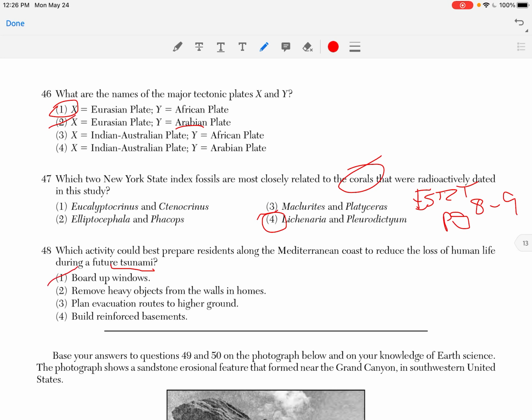You wouldn't want to board up your windows. That's not going to stop the water. Removing heavy objects from the walls in your home is not going to do anything. Okay, that would be good in an earthquake, but not for a tsunami. Plan evacuation routes to higher ground. That's the one that makes the most sense. You want to get away from the water. You want to get to higher ground as fast as possible, whether that's to the top of a building or to the top of a hill, preferably to the top of a hill. Building a reinforced basement is not going to do a thing, okay? You really want to think about getting to higher ground or planning an evacuation route to get to higher ground. So there you go. There's questions 45 through 48.